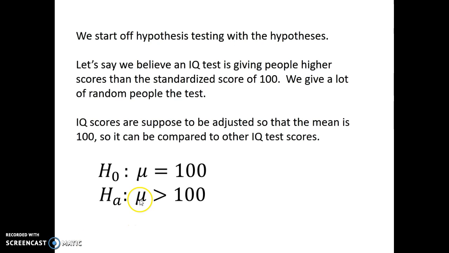And for those of you who are wondering about parameters in statistics, we write a null and alternative hypothesis with the parameters. We say the population mean should be 100, and we're going to test and see if it's greater than. This will be a right-tailed test, by the way. It's pointing to the right.